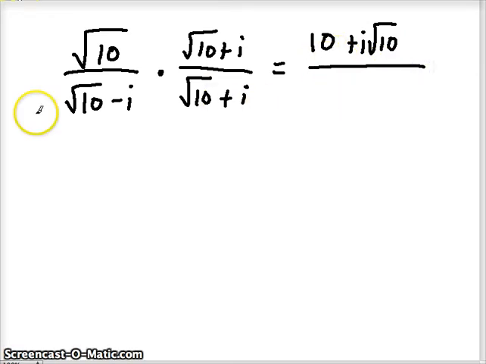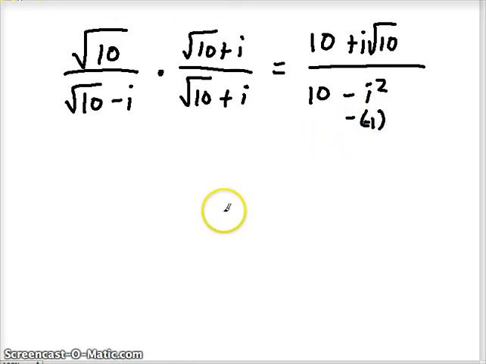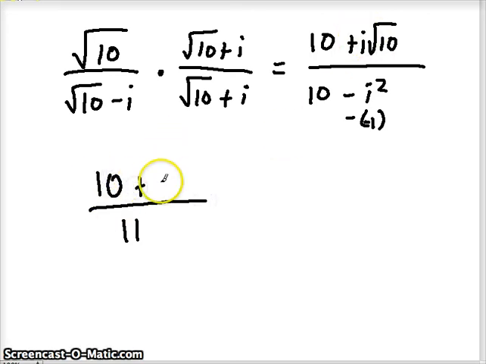Let's FOIL the bottom. The square root of 10 times the square root of 10, that's 10 again. We could do our trick here with the last term, so negative i times i gives us negative i squared. We don't have to worry about those middle terms. So really that's 10 plus 1, right? It's a double negative. So on the bottom we got 11. 10 plus 1. On top we got 10 plus i times the square root of 10.